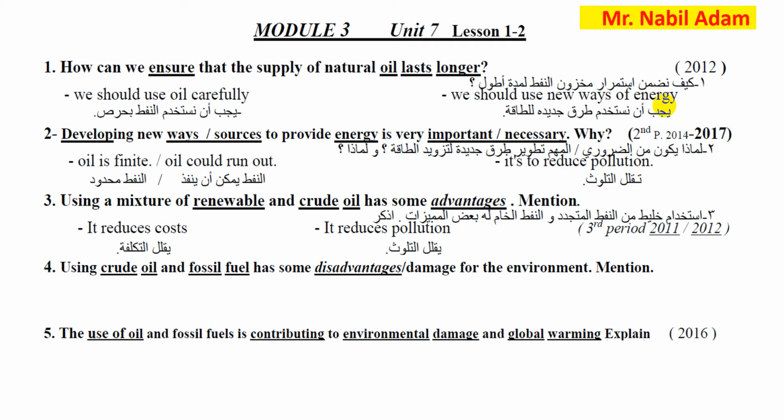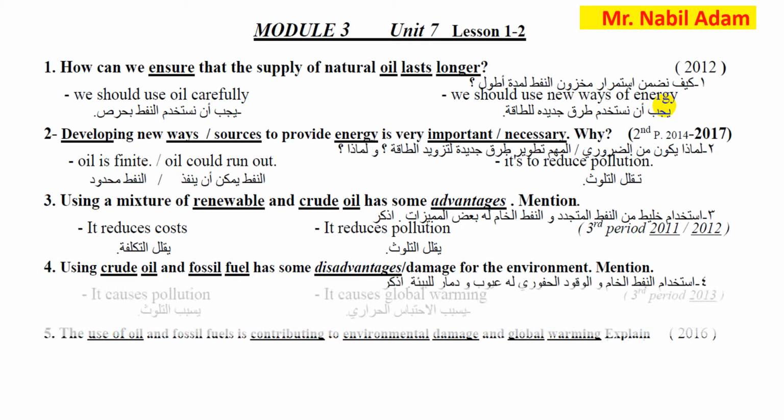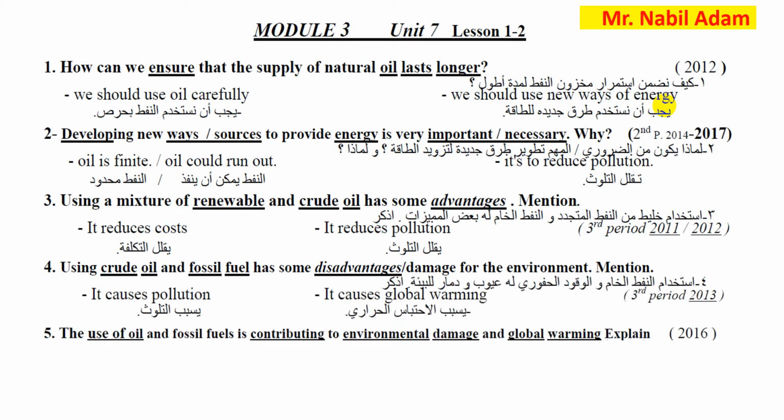Using crude oil and fossil fuel has some disadvantages or damage for the environment. Mention them. What are the disadvantages of using crude oil and fossil fuels like coal and natural gas? It causes pollution, it causes global warming.